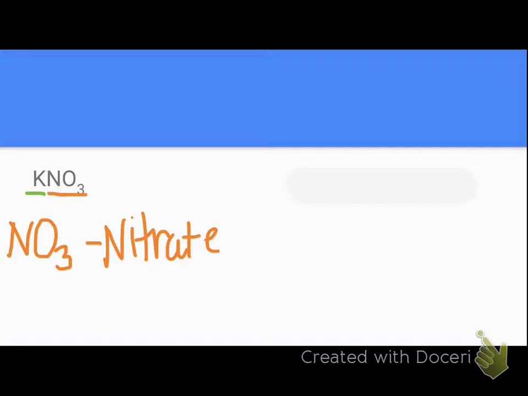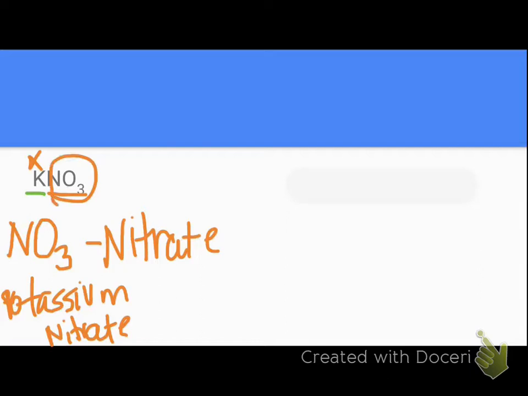Nitrate. Alright, so we just go ahead and name it. K is potassium. Does potassium need a Roman numeral? No, it's an alkali metal. So this is just potassium nitrate. So we're starting to see already why it's important that we know our polyatomic ions. It makes everything a lot easier.